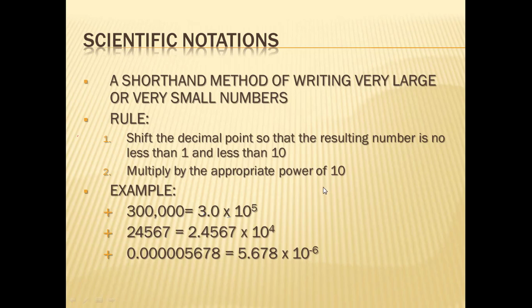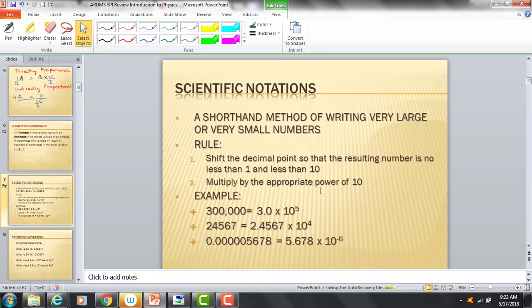Now let's talk a little bit about scientific notations. Scientific notations are shorthand methods of writing very large or very small numbers. The rule is to shift the decimal point so that the resulting number is no less than 1 but less than 10, multiplied by the appropriate power of 10.